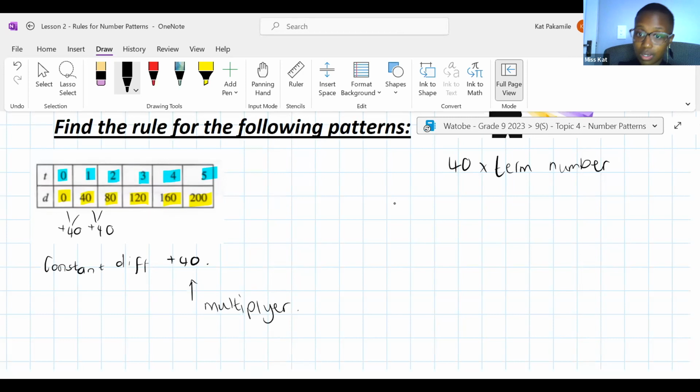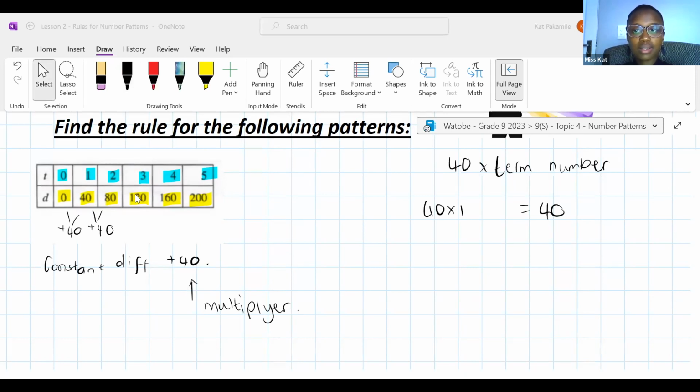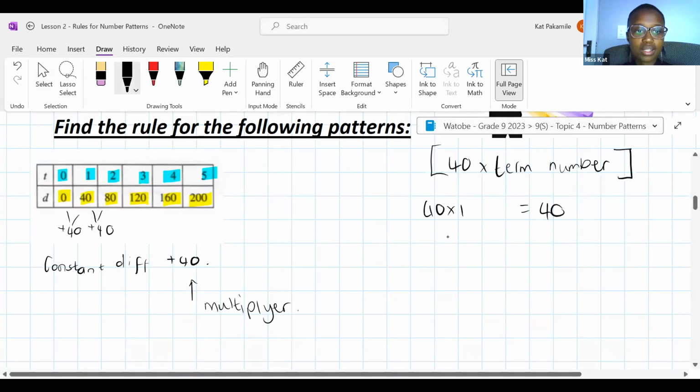Now 40 times 1 equals what? We want a 40. So do I need to add or subtract anything to 40 times 1? Let me know. Do I need to add or subtract anything? No. So your rule is literally just 40 times the term number. Isn't that easy? It's easy to get.